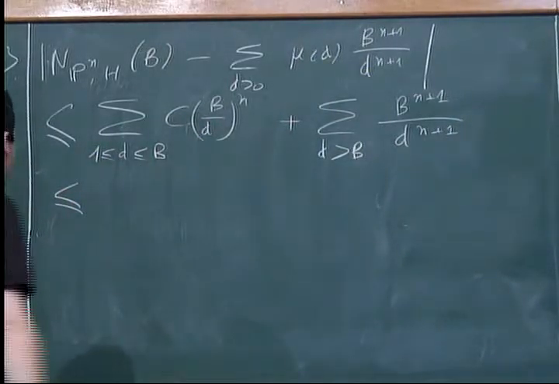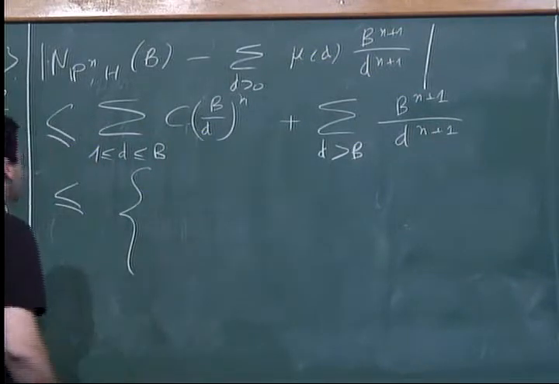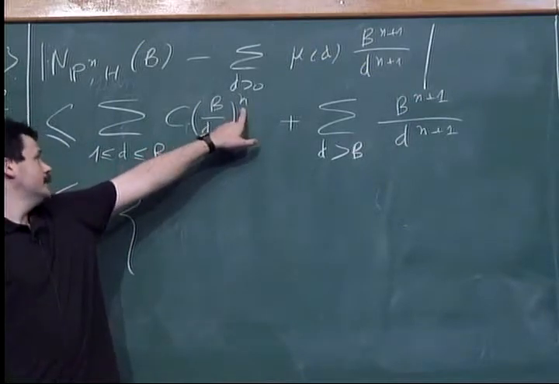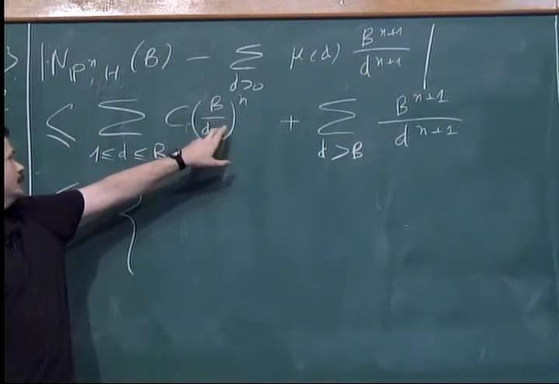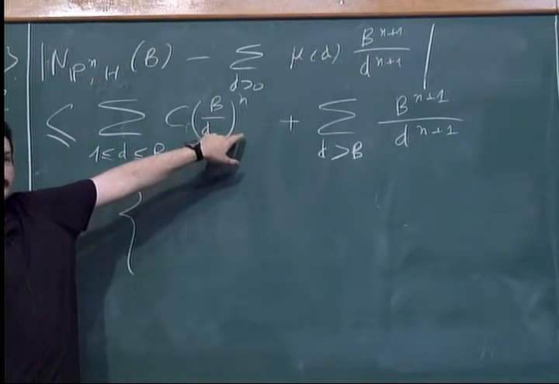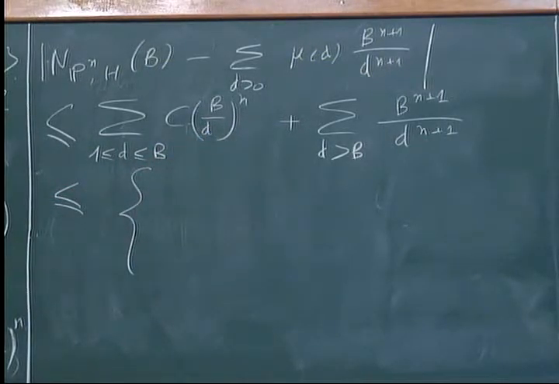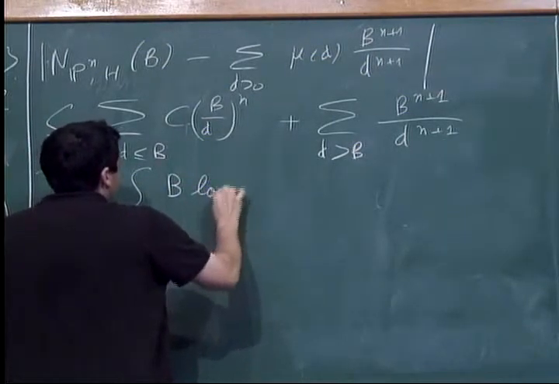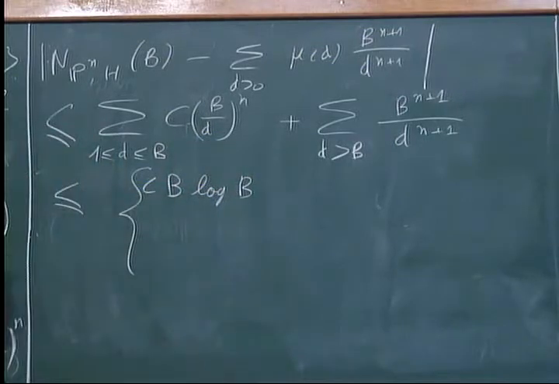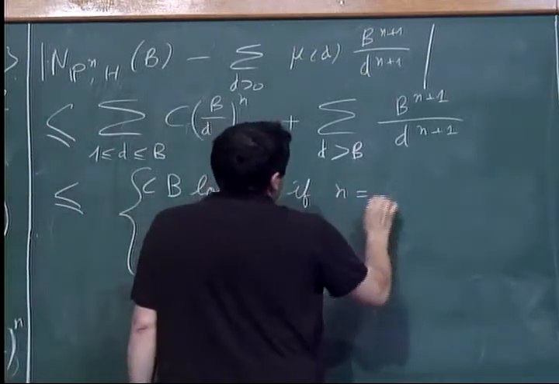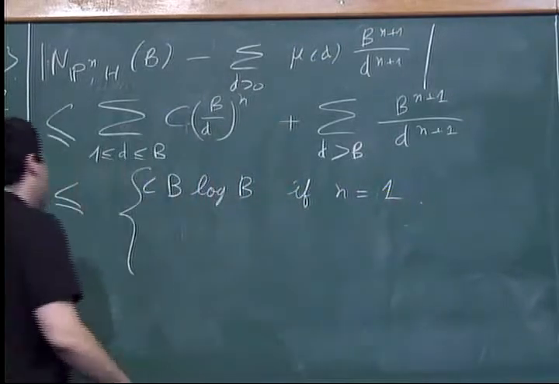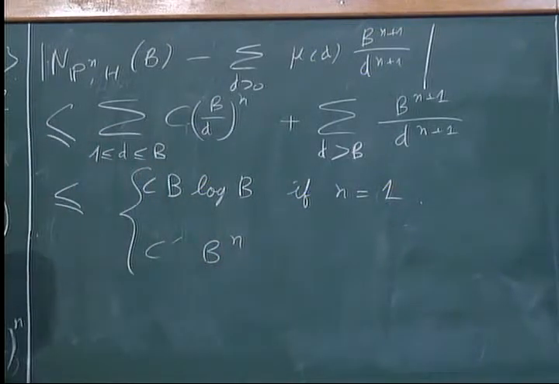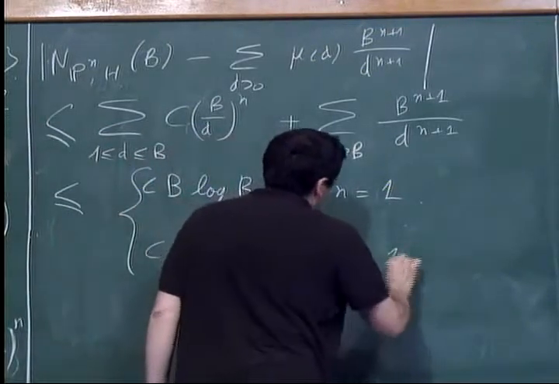And finally, this is less than 1. So here I have to take into account that if n is equal to 1, here I get something which is in log of b, 1 over d, which gives a term like a logarithm of b. So this is less than c times b logarithm of b, I forgot the constant c, if n is equal to 1, and otherwise it's less than a constant c prime times b to the power n if n is strictly bigger than 1.